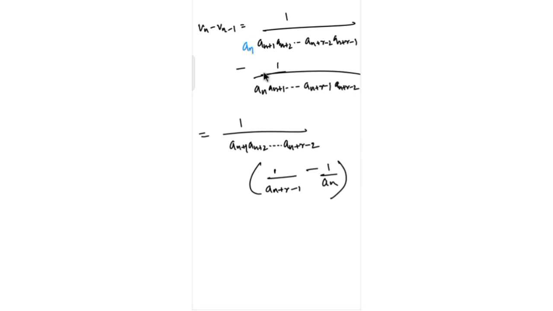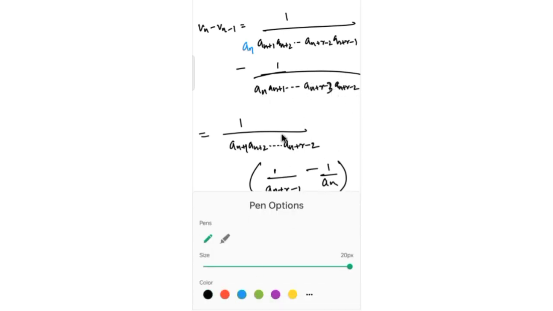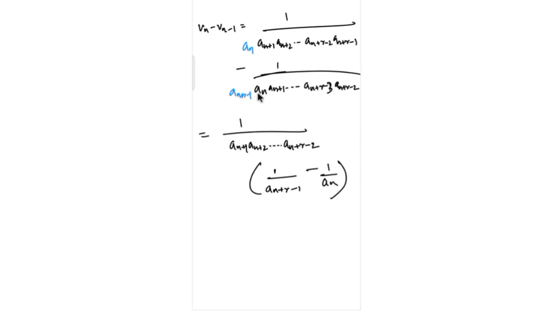Basically the missing term is an here, and the missing term in the other case is an+r-1, an+r-2, basically an+r-3. So the term that is missing here is an+r-1. These are the terms that are missing. So we have taken everything common and written it this way, like 1 by an. So I just need to rearrange this. So it's 1 by an minus 1 by an+r-1.